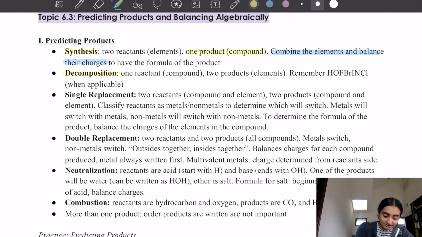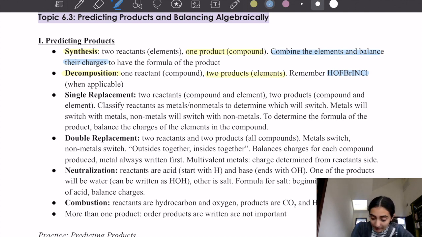So next we have a decomposition reaction, which is kind of the flipped version of a synthesis reaction. We start with a compound that is a reactant, and it is broken up into two elements or an element and a polyatomic ion. So with these, you are just going to do the opposite of a synthesis reaction. You are just going to write the elements or element and polyatomic ion separately as products.